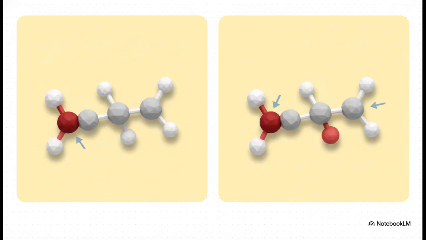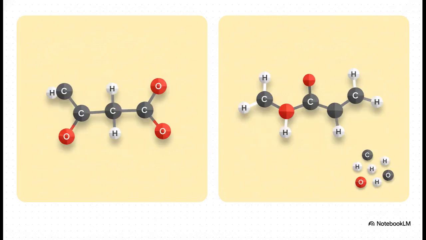Next, we've got position isomers. Now listen closely because this is a classic DSE trap. Unlike chain isomers, here the carbon skeleton is exactly the same. What's different is the position of the functional group. Take a look at these two. On the left, propan-1-ol, the OH group is on the first carbon. On the right, propan-2-ol, the OH group has moved to the second carbon. Same 3-carbon chain, but the functional group is in a different spot.